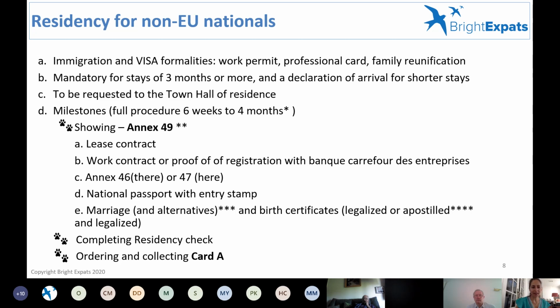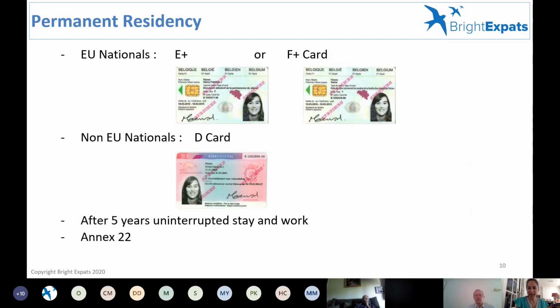On the next slide, I would like to go with you shortly on what we call permanent residency. What we have seen in the two previous slides apply to a first registration. So when you first arrive in Belgium and apply for residency, you receive those E, F, or A cards. What happens if you want to apply for permanent residency?